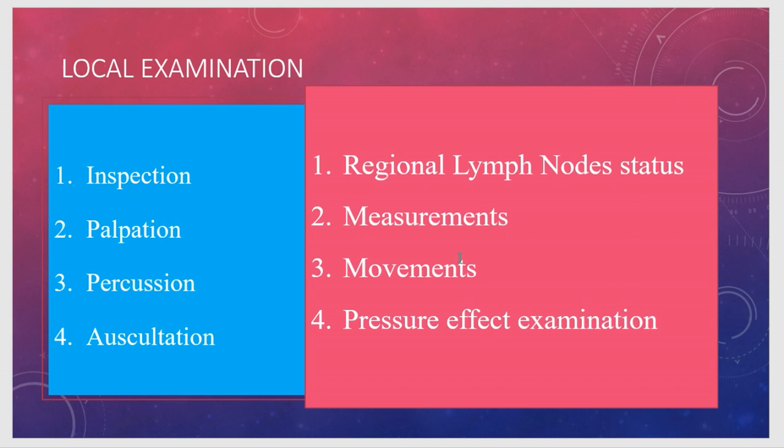It is very important before actually going to the patient and taking a history and examination. So we must focus on these headings. Training of the cognitive domain, right? The knowledge part. So these 8 subgroups: the inspection, palpation, percussion and auscultation, followed by the regional lymph node status examination, the measurements, movements related to the swelling, and the pressure effect, if any, related to the swelling.